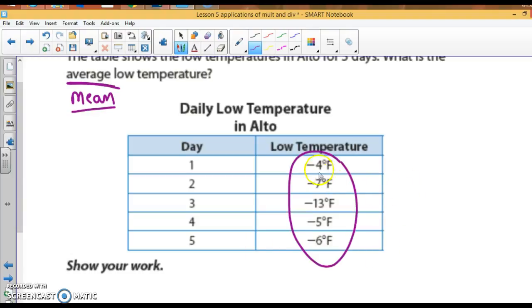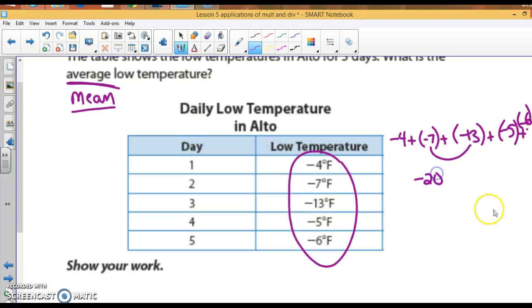So let's add these. Negative 4 plus negative 7 plus negative 13 plus negative 5 plus negative 6. When I add these, they're all negative. When we're adding negatives, we add and keep the sign. I would add these 2, that's negative 20. I would add these 2, that's negative 11, plus the negative 4 here. Negative 11 plus negative 4 is negative 15, plus negative 20 is negative 35. So our total is negative 35.